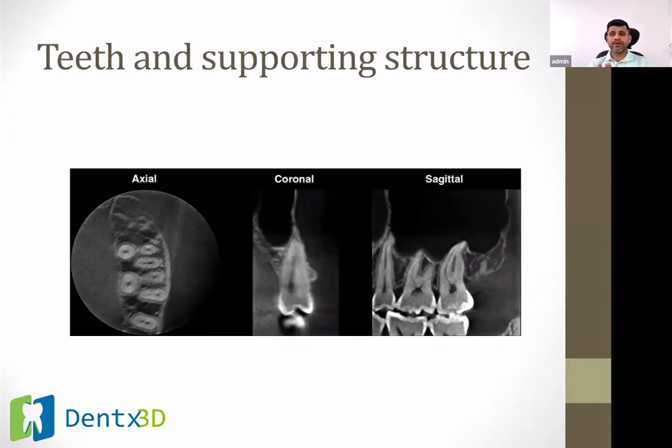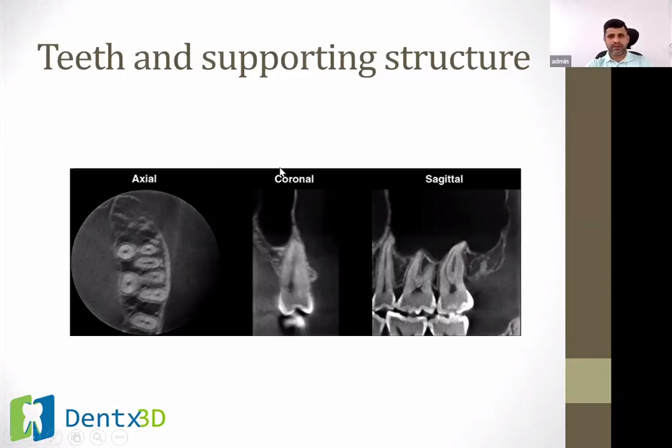And whatever is filled with air will appear black. So whenever we are seeing any cavity, like maxillary sinus, you have your oral cavity, you have your nasal cavity, all these 3 things will appear black, right? So this is the basic to read a CBCT scan. So whenever it is filled with air, it will appear black. Whenever it is made of soft tissue, it will appear gray. And teeth and supporting structures will appear the way they appear in the IOPA or your OPG.